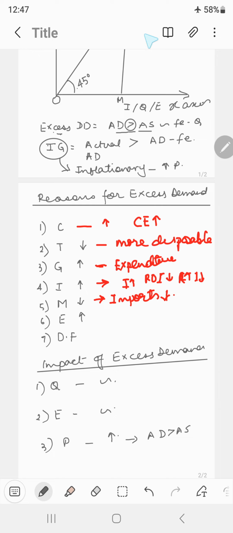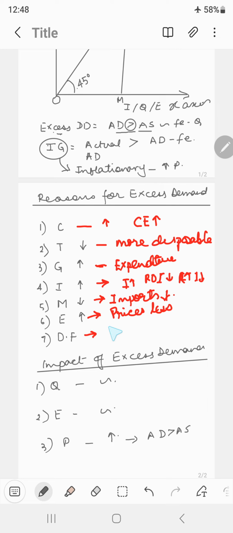The next reason is exports. If exports increase, simple reason, then there will be more demand for locally produced goods. Reason for exports increasing would be because our prices are less. If prices are less, then our goods which are produced locally will be in more demand in the international markets, or because the exchange rate has decreased, so it becomes cheaper for the foreigners to buy our goods.